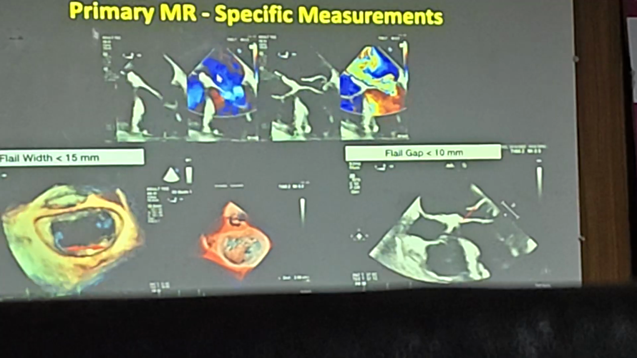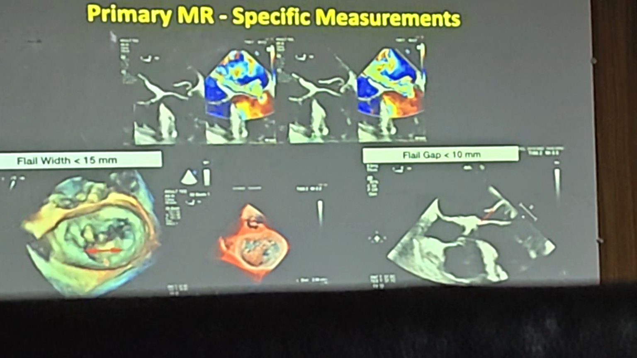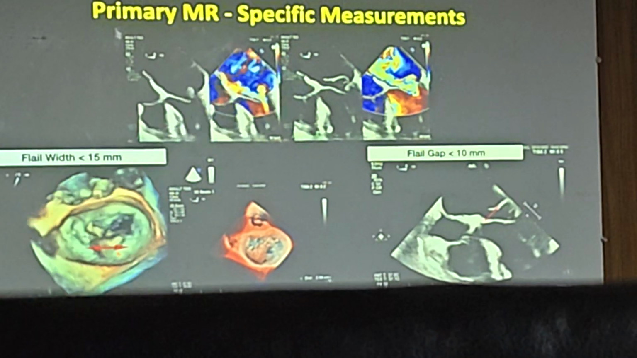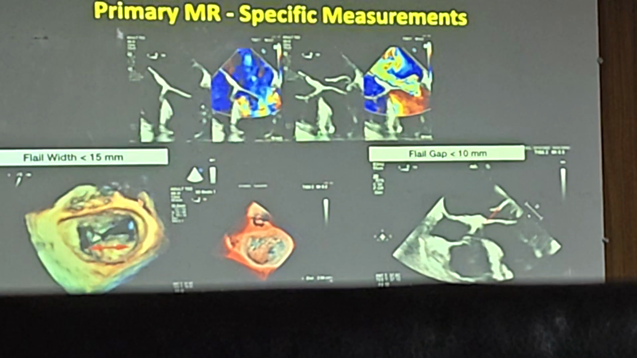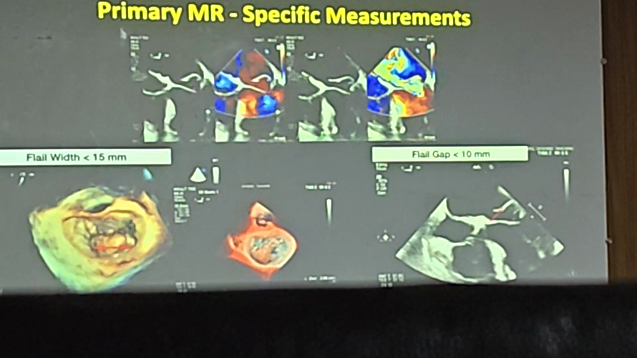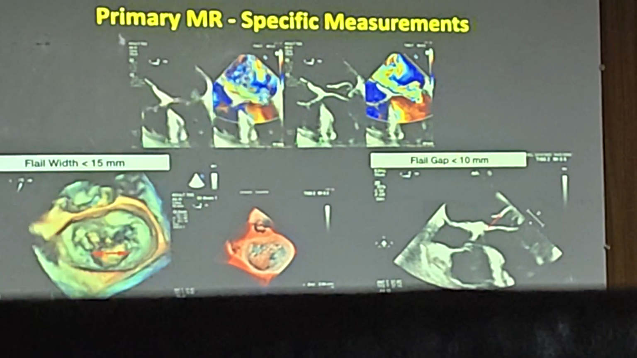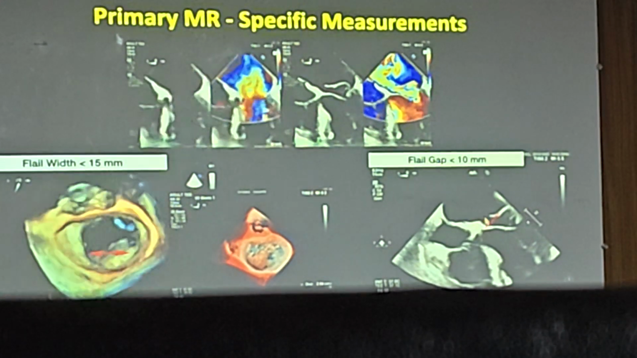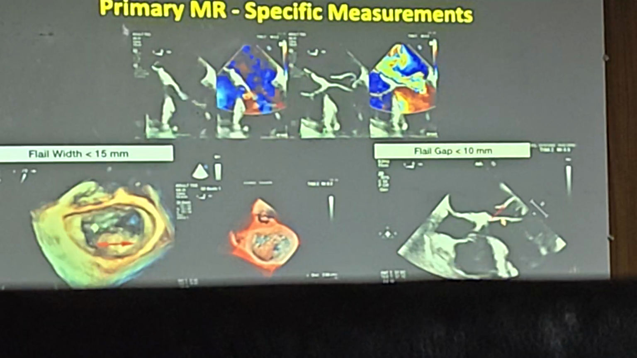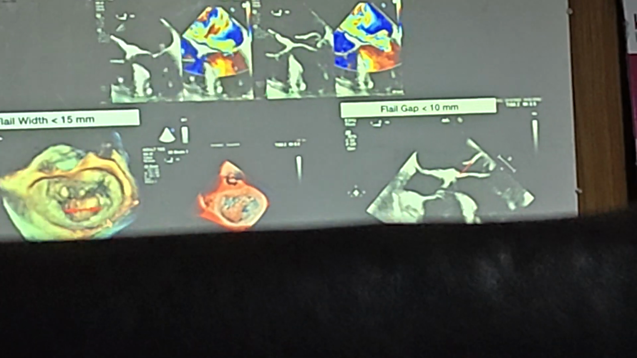Whenever, as you saw in today's case, there is a lot of prolapse, the wider the prolapse segment, the more difficult it's going to be, and the more of a challenge. But when you have a flail, the amount of tissue that comes into it, measured from here to here, is called the flail width. And when you look at the 2D, the distance between the central leaflet and the opposite leaflet is the flail gap. So the gap is different, the width is different.